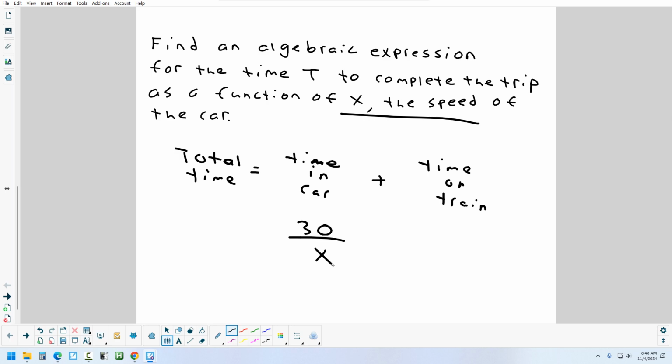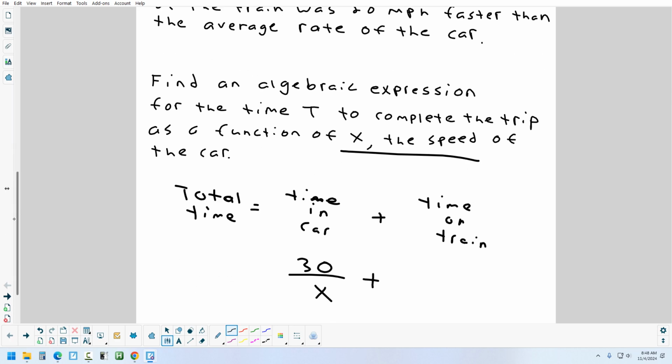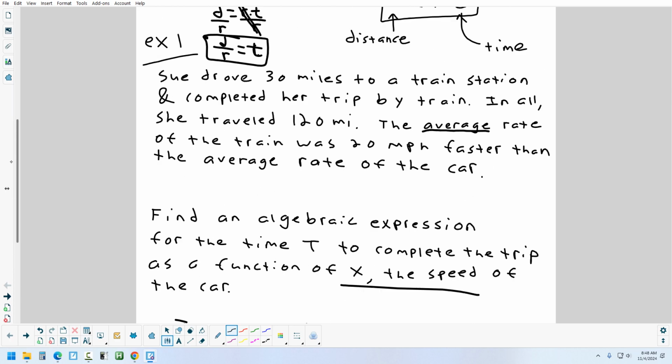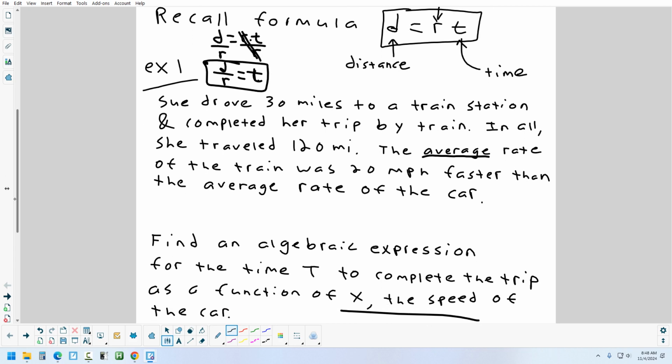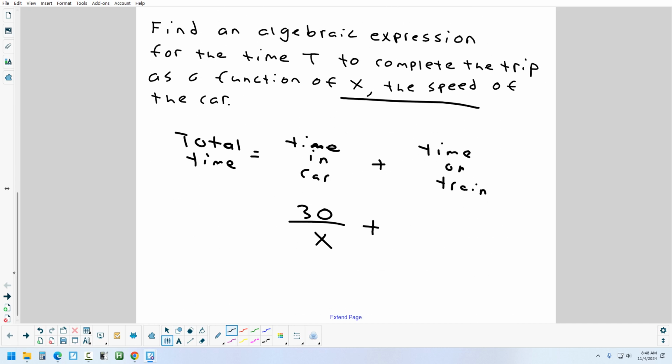So if you take the distance the car traveled divided by the speed of the car, there's your time in the car. Okay, now we need the time on the train. It's the same idea. We don't know how much time she spent on the train, but if we take the distance she travels on the train and divide by the speed of the train, that'll give you the time on the train. What's the distance that she traveled by train? 90 miles. They didn't give us that, but we can figure it out because the whole trip is 120 and she did 30 of it by car, so she did the rest, 90 miles, by train.